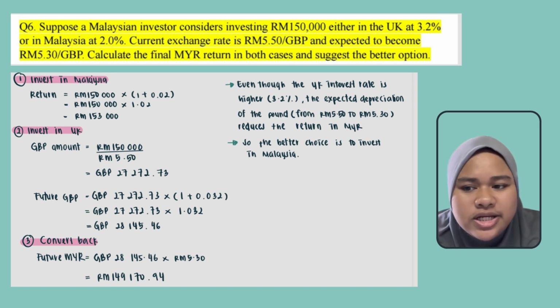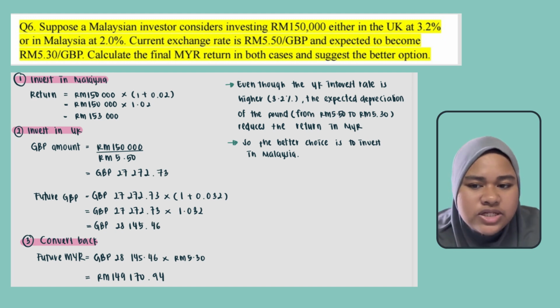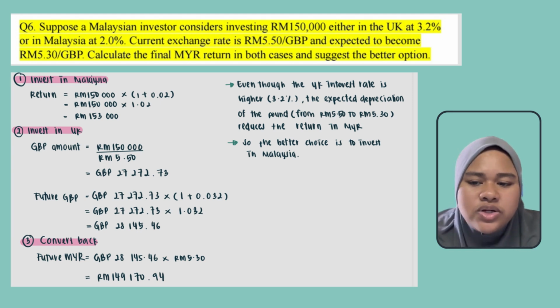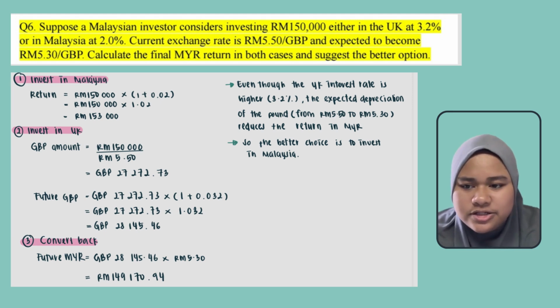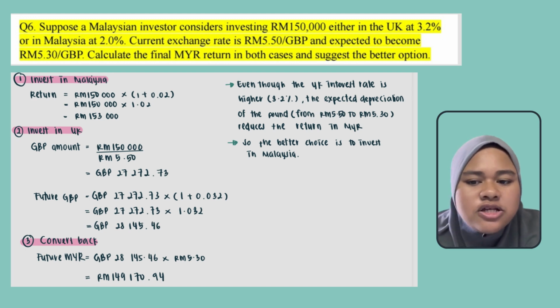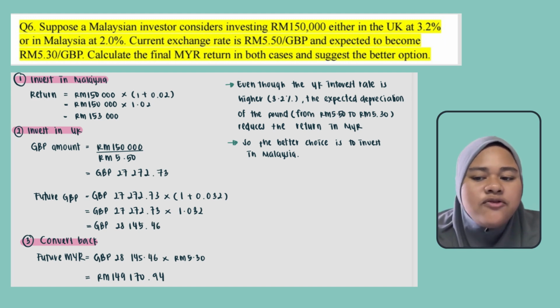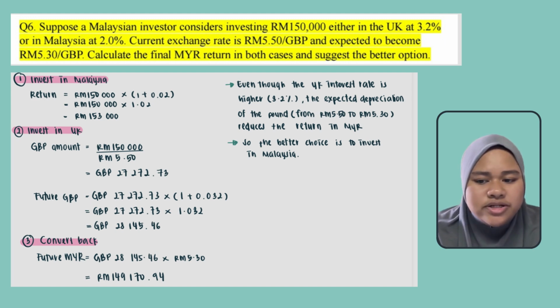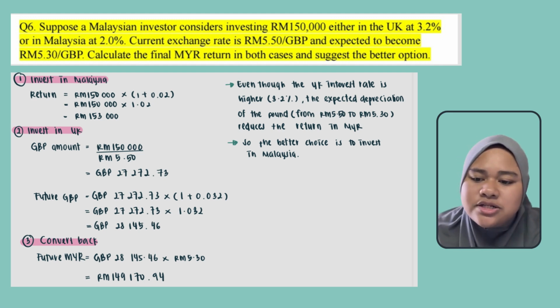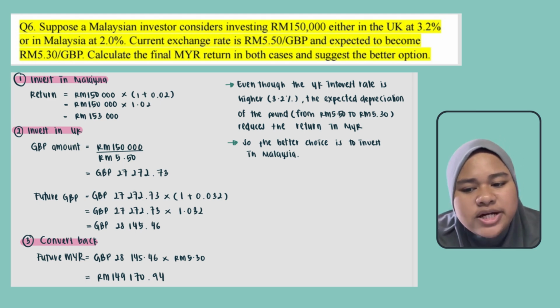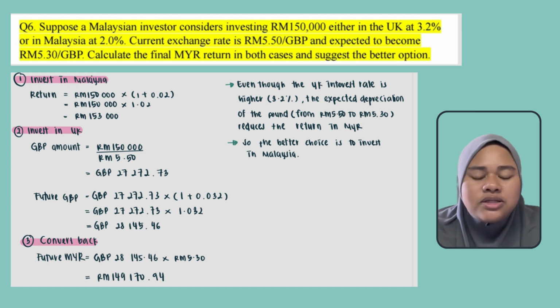The next question is, I will evaluate an investment decision involving a Malaysian investor who can invest in either the UK or Malaysia, using the interest rates and exchange rate expectations to calculate and compare returns. The given data: investment amount equals 150,000 ringgit, Malaysia interest rate 2.0%, UK interest rate 3.2%, current exchange rate 5 ringgit 50 cent over GBP, expected future exchange rate 5 ringgit 30 cent over GBP.